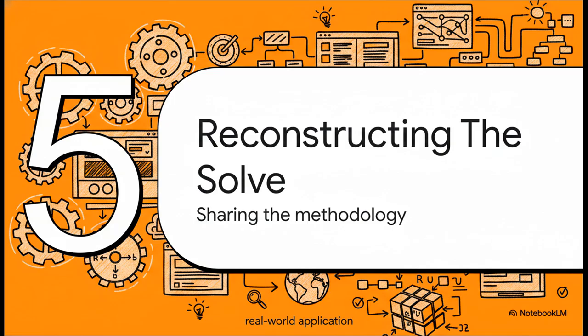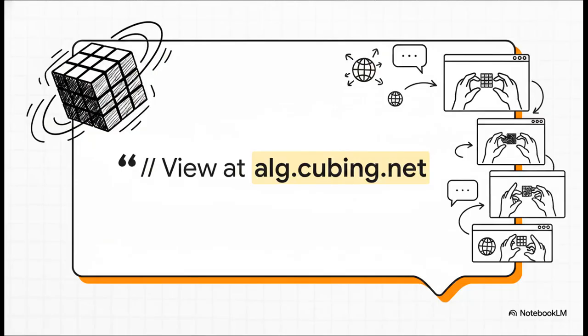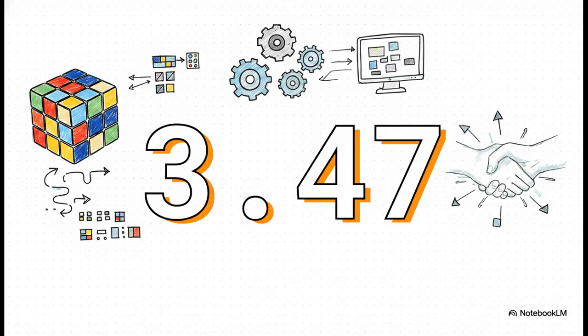Finally, Section 5, Reconstructing the Solve. This is all about sharing the methodology. And this brilliantly illustrates how all of this complexity comes together. It's often just a simple line of code generated by the tool, //view@alga.cubing.net. This brings us firmly back to reality. This isn't just some abstract offline tracker. It's a living, breathing online forum tool where cubers showcase their exact finger tricks and logic directly in a web browser. Which directly leads to collaborative results like this.